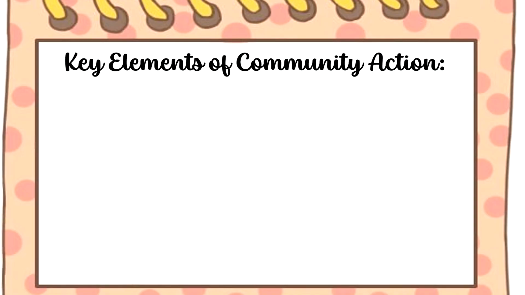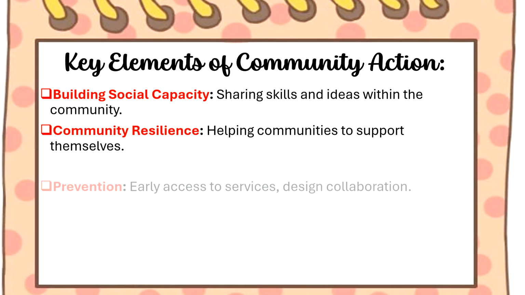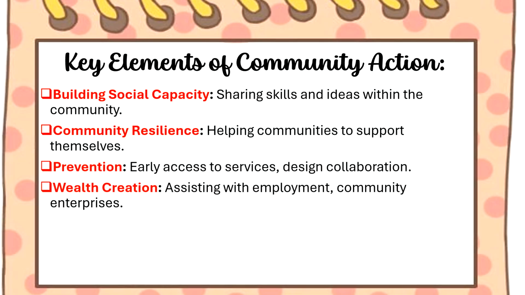Key elements of community action. These are the four pillars that make community action successful. Building social capacity, sharing skills and ideas within the community. This is like a group study session. It means sharing knowledge and skills. If one person knows how to write a proposal and another knows how to use social media, they combine those skills to make the whole community smarter.